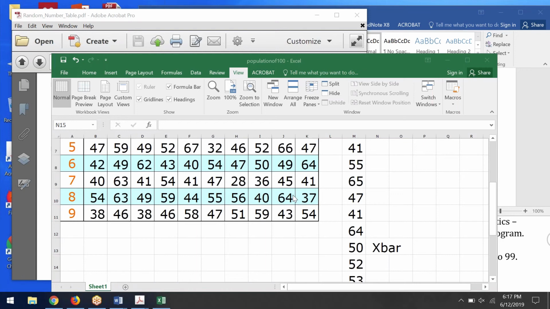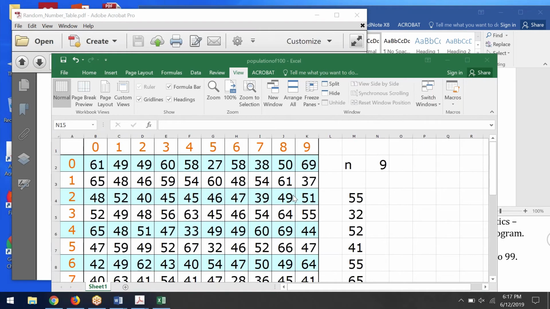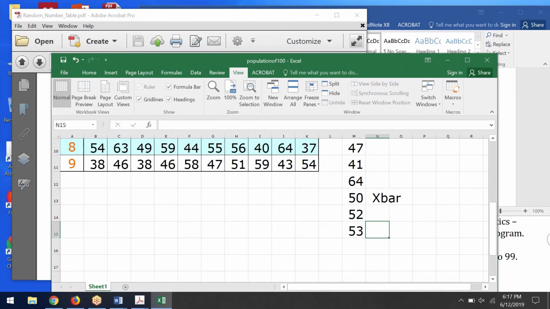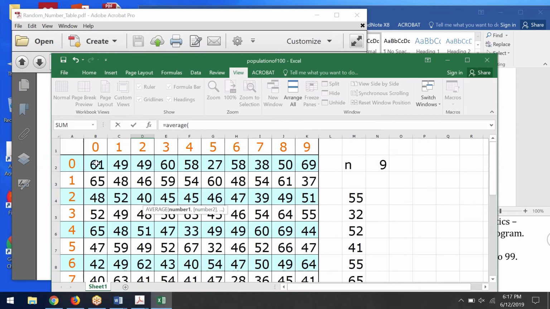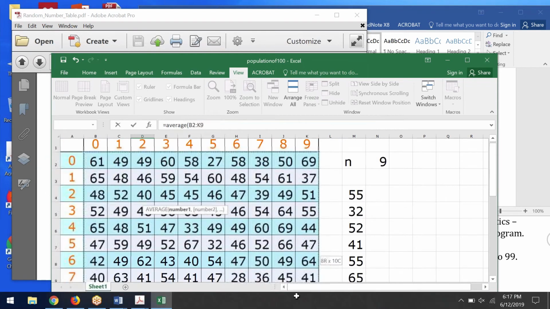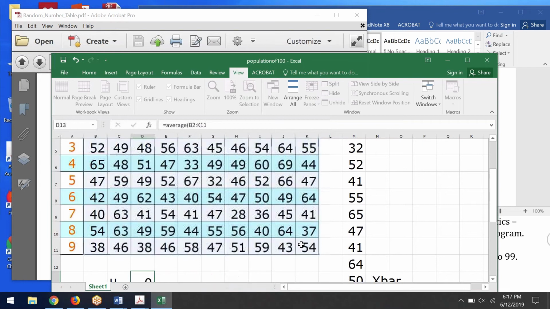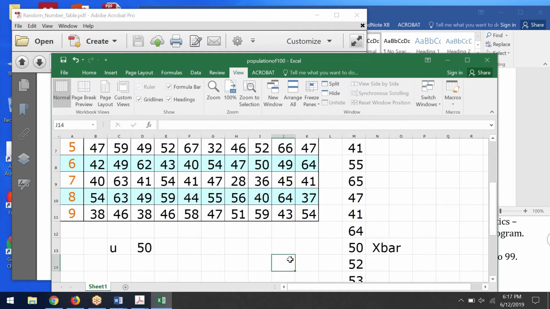Okay, so what I'm going to do now is what I told you we never get to do. I'm going to find out the average, the mean for the entire population. So the mean mu for this entire population is equal to the average for all of these numbers. Okay, the mean is equal to 50. I got lucky there. You guys got pretty lucky also.